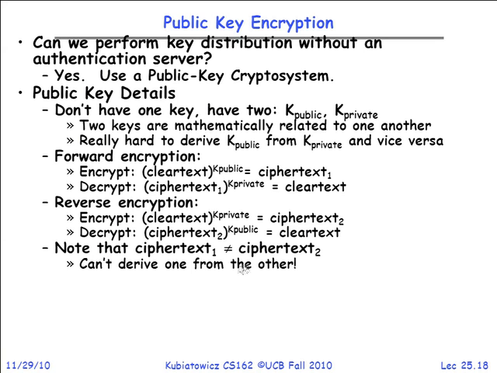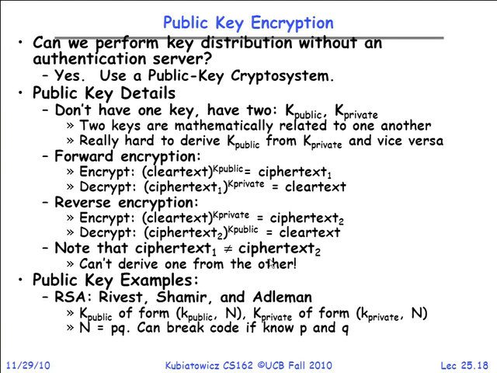And you can't derive one from the other. Examples: RSA is the most common one you're used to. Here, K public is of the form of a large number, little k, and a number n, which is the modulus. And n is typically a product of two primes, p and q. K private is similar. Everybody knows n, and if you could factor n back into p and q, then you'd be able to break the cipher. We won't go into details. We don't have time here. Take 161 if you want to know more.